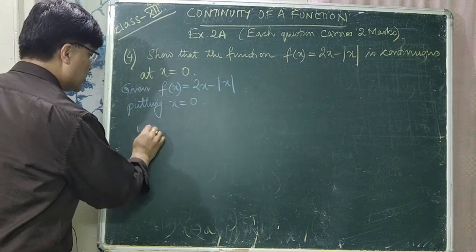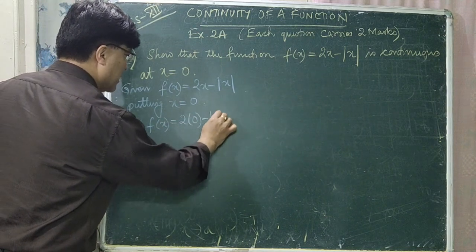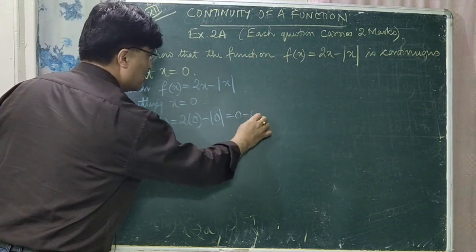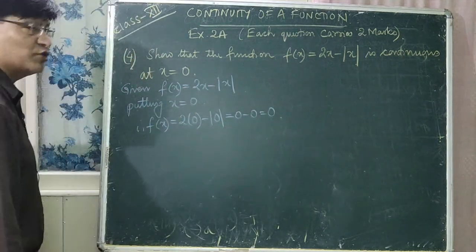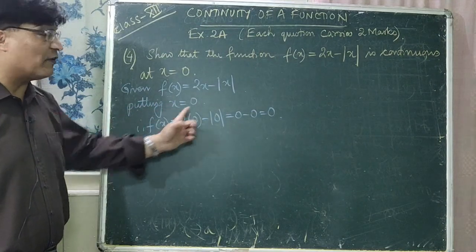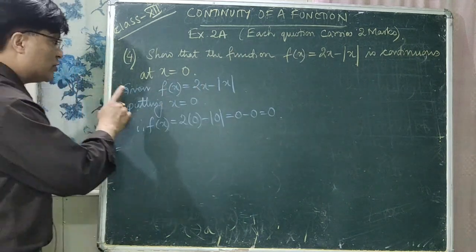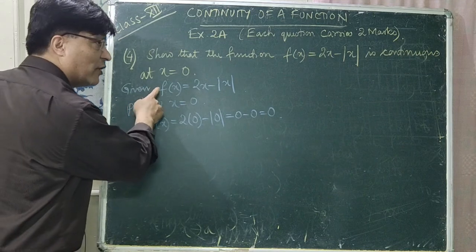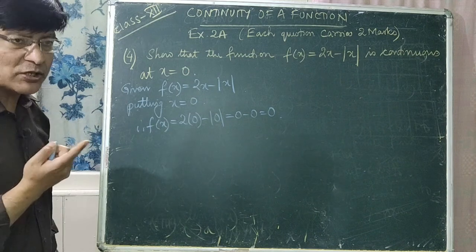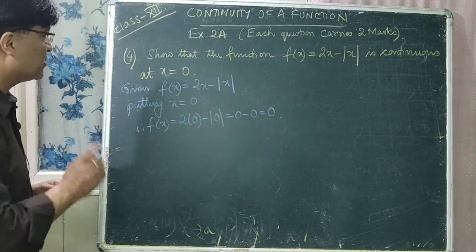If you put x is equal to 0, then f of x is equal to 2 into 0 minus mod 0. 2 times 0 is 0, mod 0 means 0, which is 0 minus 0, always 0. That means if you put x is equal to 0, then f of x will be equal to 0. Now you have to simplify the value of f of x when x is greater than 0. When you put x as positive, how can you simplify this f of x?